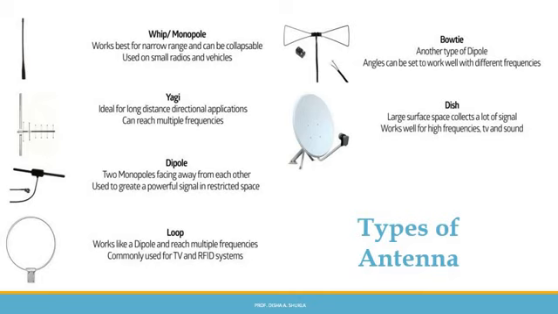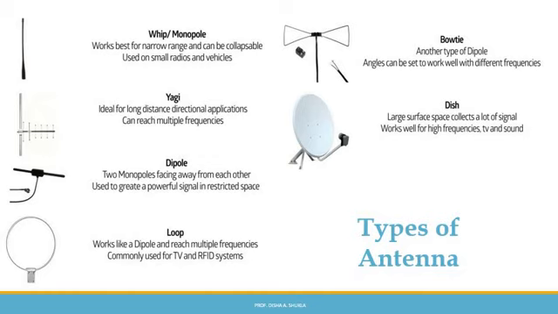The second is called the Yagi. It is ideal for long distance directional applications. It can reach multiple frequencies. The third one is the dipole. Here two monopoles facing away from each other are placed, and it is used to generate a powerful signal in restricted space. The fourth one is called a loop. It looks like a dipole and reaches multiple frequencies. It is commonly used for TV and RFID systems.